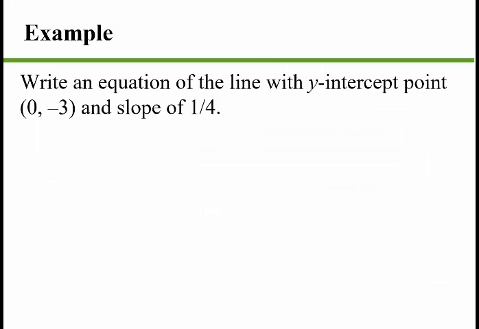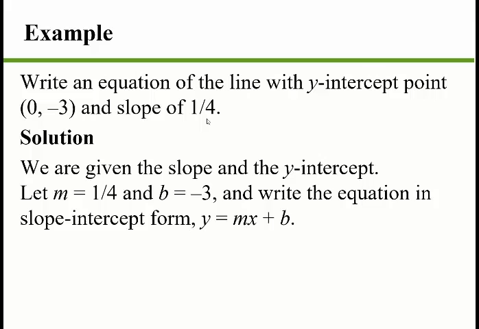Write an equation of the line with y-intercept. The point of the y-intercept is 0 comma negative 3, and the slope is 1/4. All right, so we're given the slope and the y-intercept, so I'm going to let m, the slope, be 1/4, and b be this negative 3. And I'm going to write the equation in the slope-intercept form, y is equal to mx plus b.